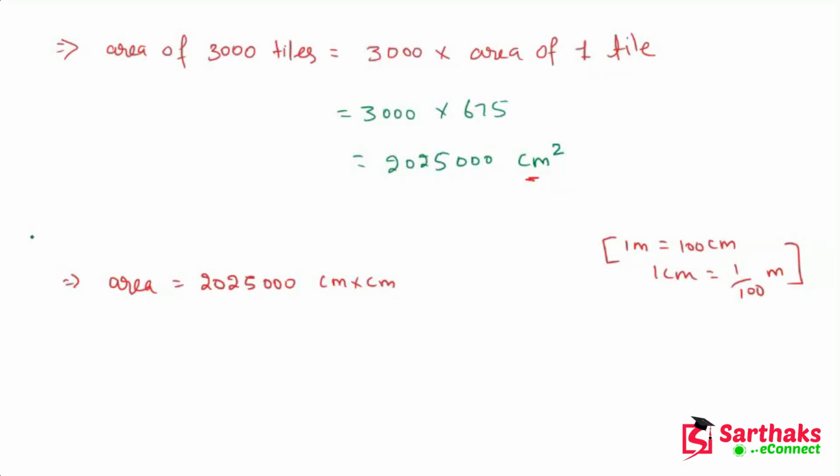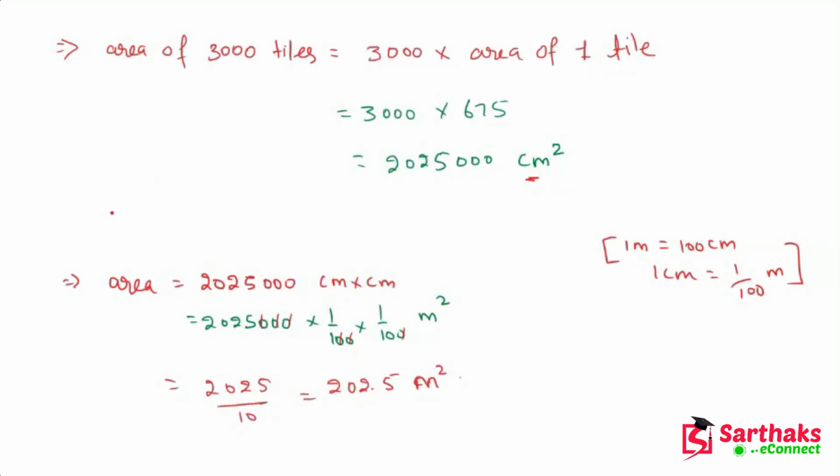So we can write it as 2025000 into 1 upon 100 into 1 upon 100. This is meter square. These three zeros can be divided by these three zeros. So here we get 2025 divided by 10, and we get 202.5 meter square. I hope you understand these things.